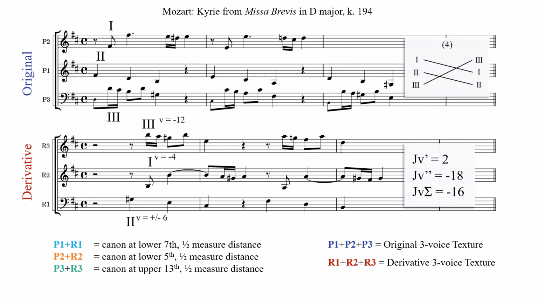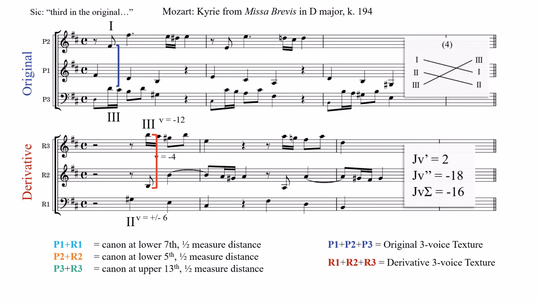is also the sum of the other two vertical shift indices. -12 plus -4 is -16. This is, again, essentially invertible counterpoint at the 10th, and we can see an example here where a fifth in the original becomes an inverted 15th in the derivative.